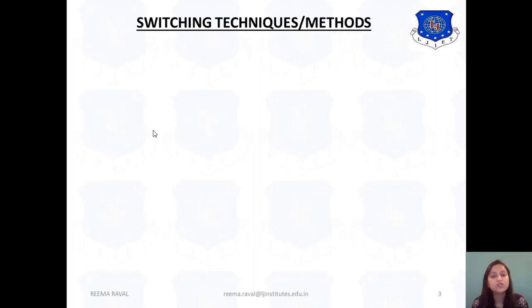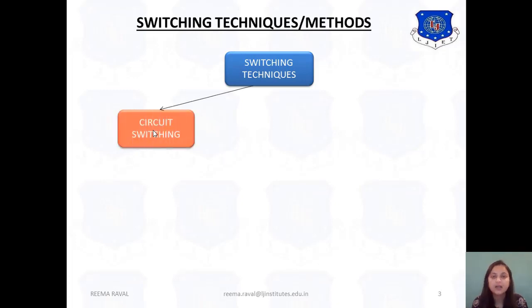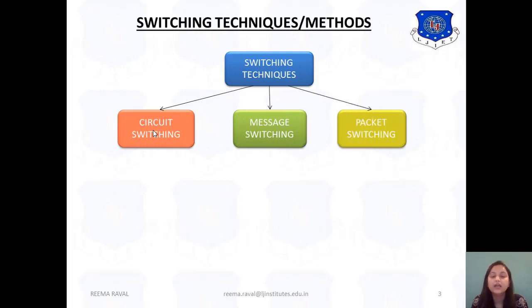Switching techniques or switching methods have basically three types. The first type is circuit switching, second is message switching, the third one is packet switching. Now, in circuit switching, there is a dedicated physical path established between the transmitter and receiver before the data is being transmitted. Once the path is established, the data travels through that available path. That means for each and every user, there must be a unique path available for data transfer.